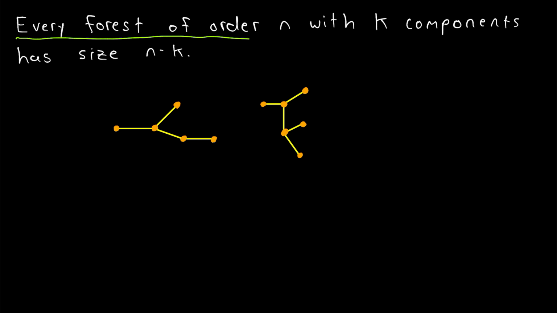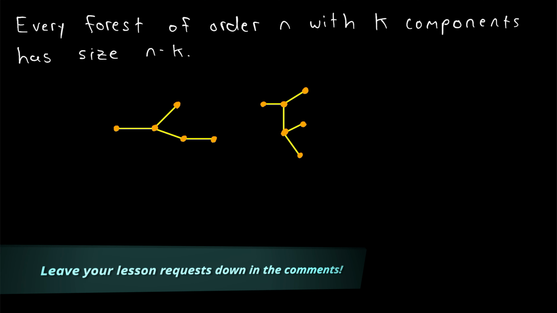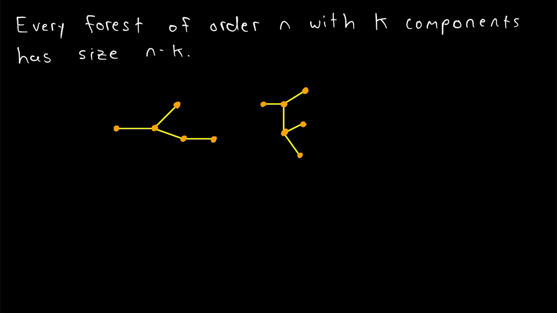Every forest of order n with k components has size n minus k. That's what we'll be proving in today's Wrath of Math lesson. This is a pretty straightforward proof, so I definitely recommend giving it a try yourself before watching the rest of the lesson. Remember that a forest, predictably, is just like a tree, except it doesn't have to be connected.